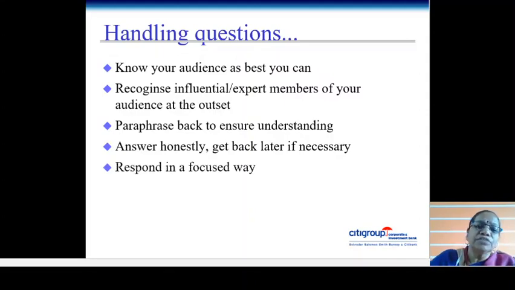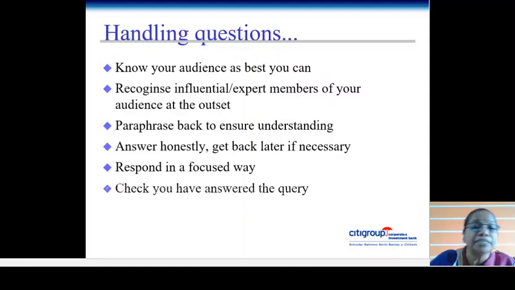Respond in a focused way. If someone from the audience asks you something related to your topic, or if someone tries to give more information to your presentation, respond in a focused way. Whatever is necessary, take it. Whatever is important, give the due response to the person who is adding information to your presentation.